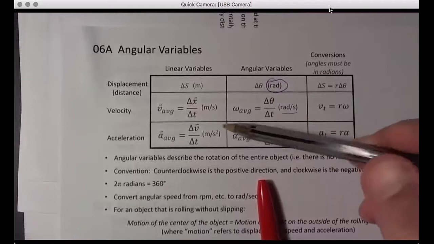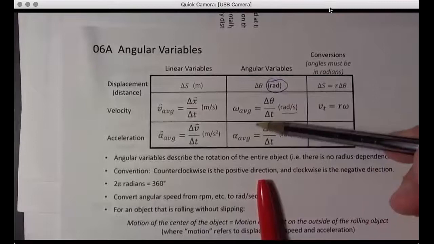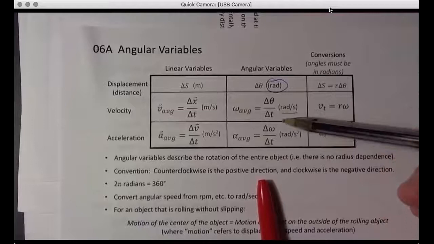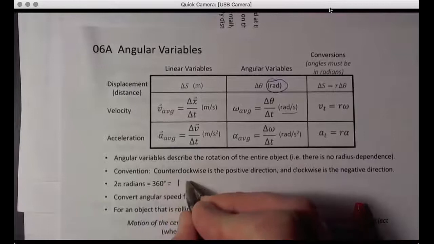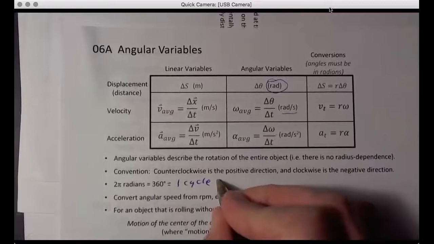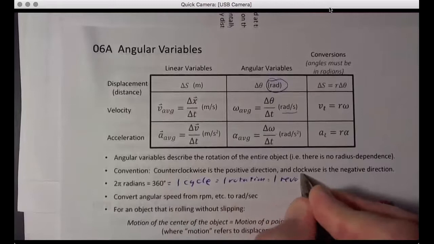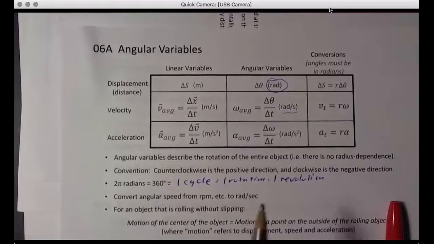Acceleration goes the same kind of way, and again you get the same R everywhere because they're really the same formulas. That's what makes the kinematic equations the same for both of them. So 2 pi radians is equal to 360 degrees is equal to one cycle, or one rotation, or one revolution. You'll see all of those in our problems.